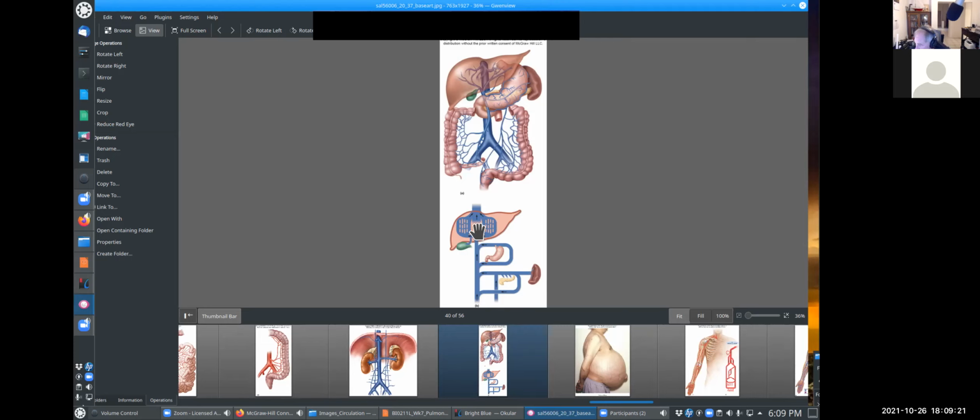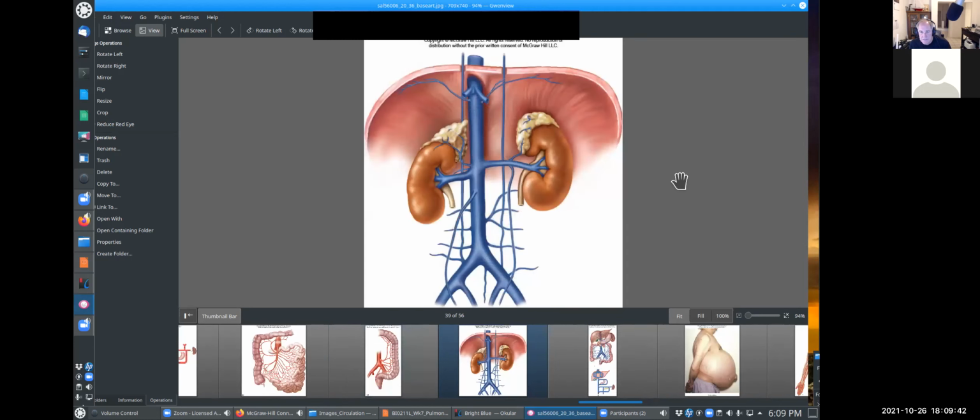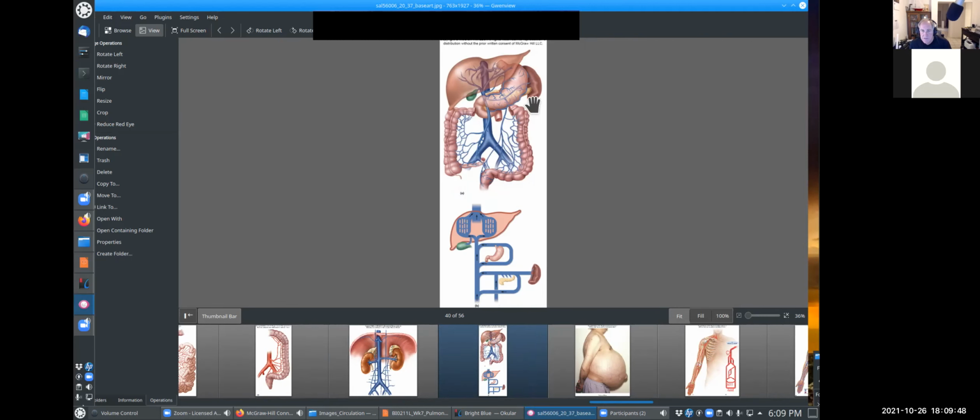But everything running into it are either the superior mesenteric or the inferior mesenteric, where it actually runs into the splenic vein. Okay. I was trying to find a better drawing that showed that, but I don't have one. But anyway, you can see it runs behind the stomach and goes into that splenic vein that then also goes into the portal vein.